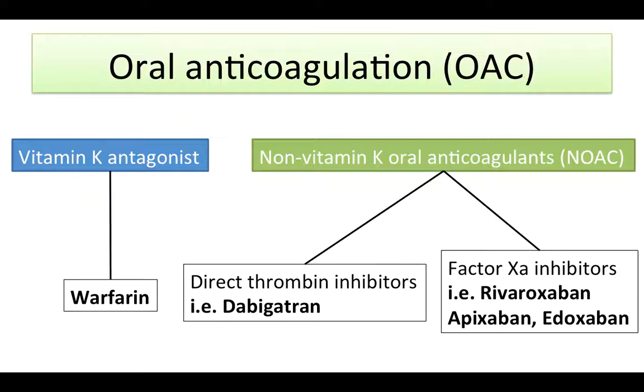There are two types. There's the direct thrombin inhibitor, which is dabigatran. That was the first to come onto market. And then soon after, there were further anticoagulants by way of factor 10A inhibitors, rivaroxaban, apixaban, and now edoxaban. All of these have been approved in the UK to use.